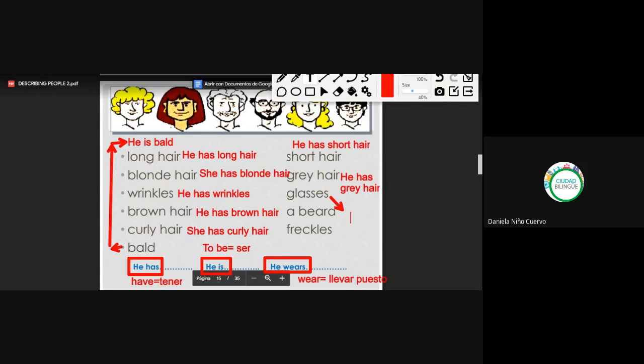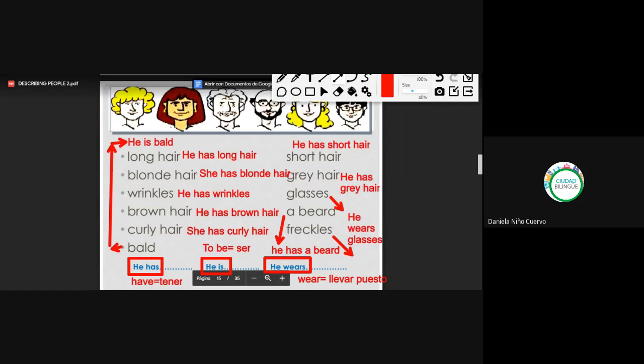He wears glasses. Yes, a beard. Over here, vamos a hacerla por acá. Estamos quedando sin espacio. A beard. He has. Yes, él tiene una barba. He has a beard.